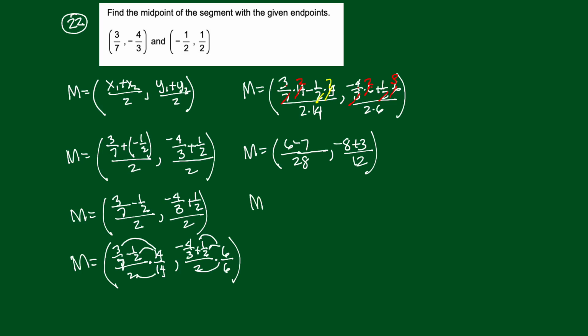Okay, now we're almost there. 6 minus 7 is negative 1 over 28, and negative 8 plus 3 is negative 5 over 12. There we go, and I'm going to claim that that is the midpoint.